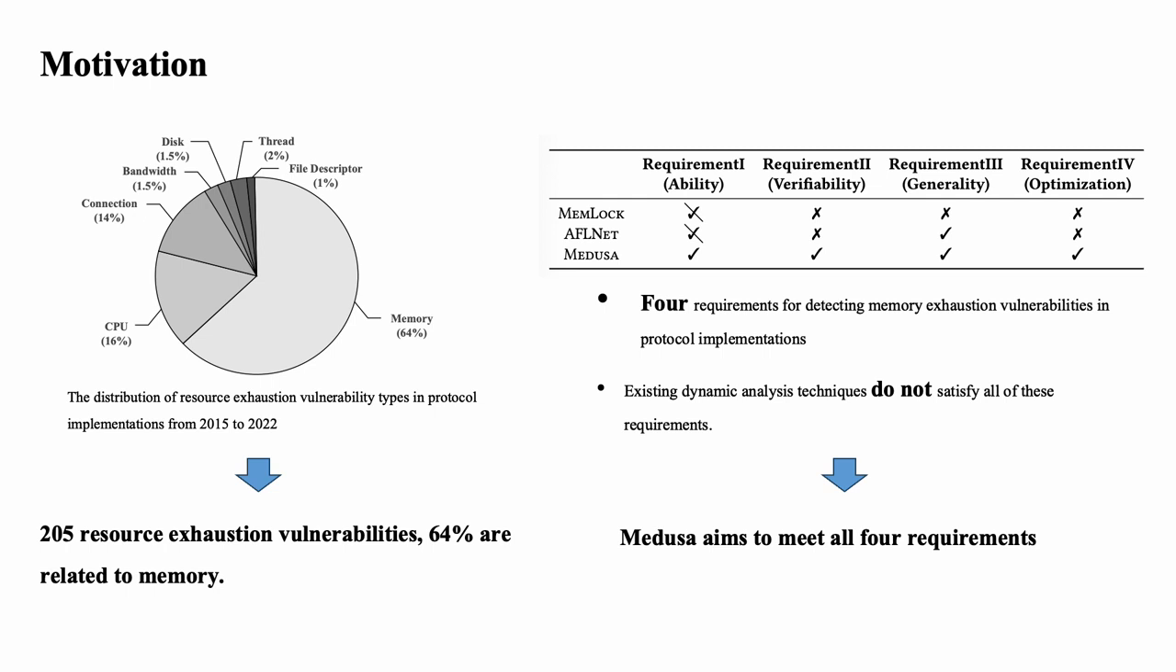the Common Vulnerabilities and Exposures database, which contains a set of publicly disclosed security vulnerabilities. In total, we identified 205 resource exhaustion vulnerabilities in protocol implementations from 2015 to 2022. Among these vulnerabilities, 64% are related to memory. We summarize four requirements for detecting memory exhaustion vulnerabilities in protocol implementations.